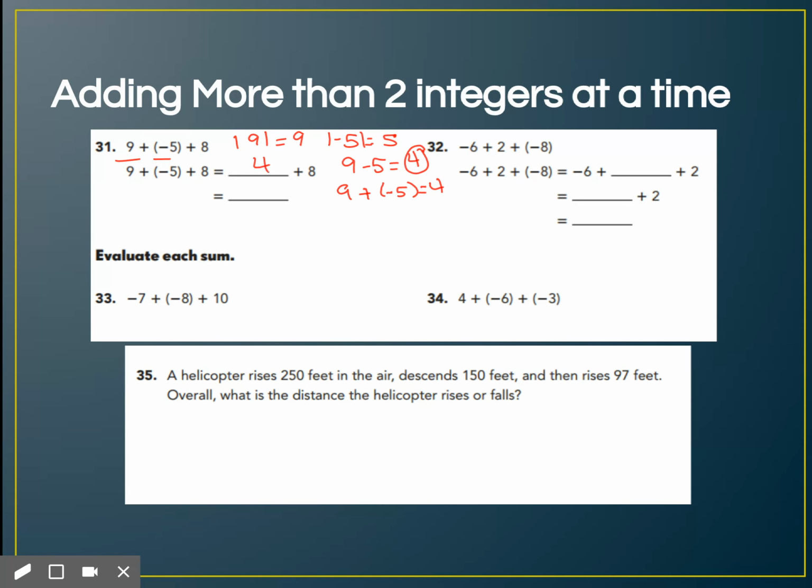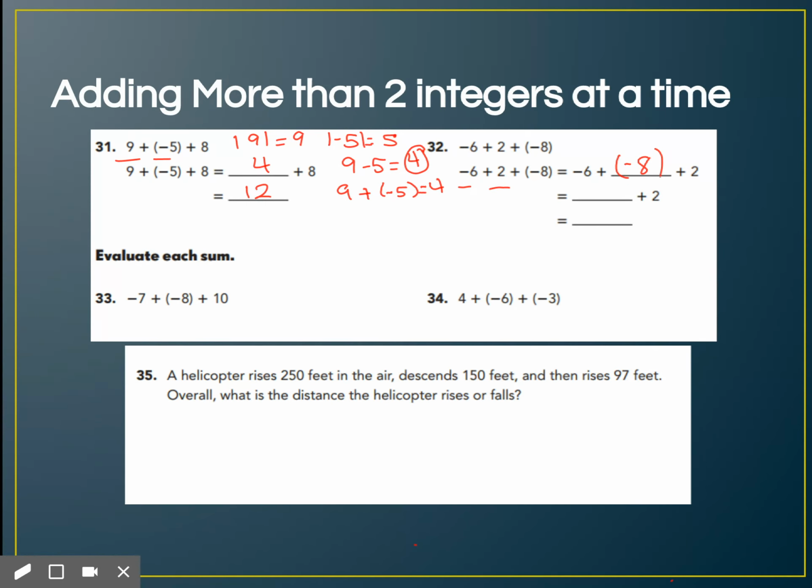Now I have 4 plus 8. Because 4 and 8 have the same sign, I'm just simply going to add. 4 plus 8 is then 12. In number 32, they're showing you a slightly different method here. Instead of going straight across and doing negative 6 plus 2, they actually reordered and regrouped everything. So I have a negative 6 plus negative 8. So both of my negatives are together.